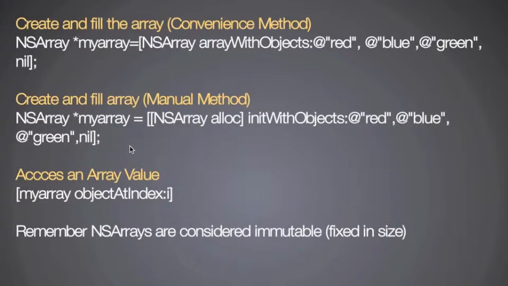To access an array element, we can essentially just choose the array's name and then go objectAtIndex and whatever array index number that you'd like. Remember, NSArrays are considered to be immutable or fixed in size.